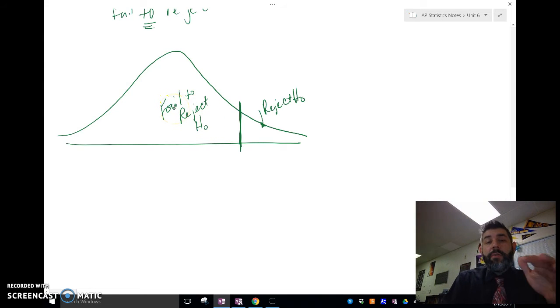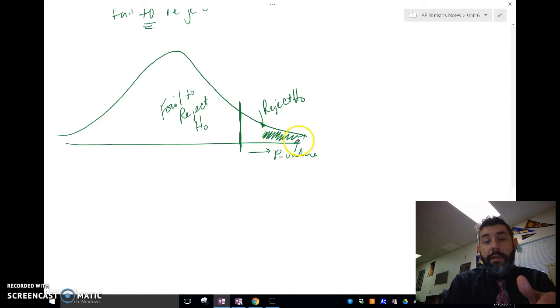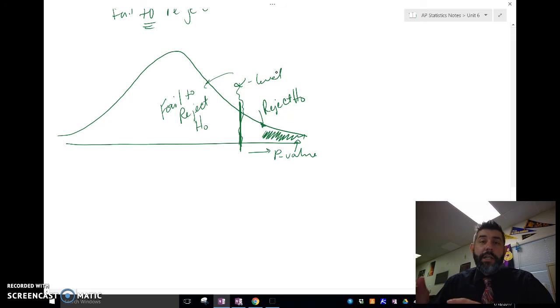And if my p-value is some shaded region over here, then I'm going to reject the null. But if my p-value is shaded over on this side of the threshold, then I'm going to fail to reject the null. If you remember from previous videos, that threshold is called my alpha level. So if the p-value is lower than the alpha level, I reject the null. If the p-value is higher than the alpha level, then I fail to reject the null.